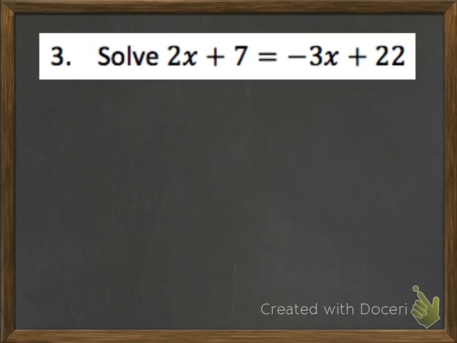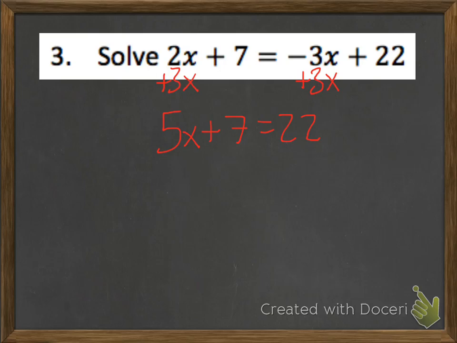Problem 3 wants us to solve 2x + 7 = -3x + 22. We have no parentheses this time, but we do have x's on different sides of our equation. So our first step needs to be to move one of those x's to be with its pair. In this case, I'm going to add 3x to both sides. That's going to give me 5x + 7 = 22.